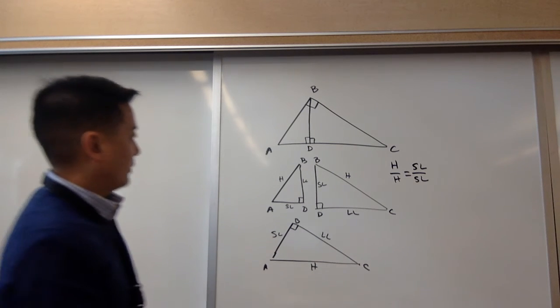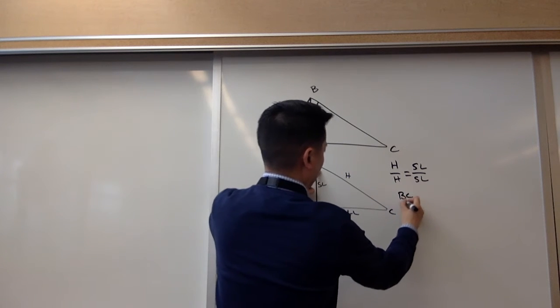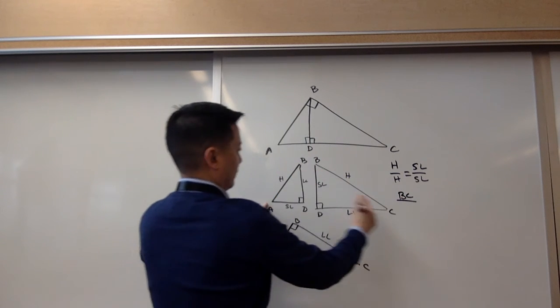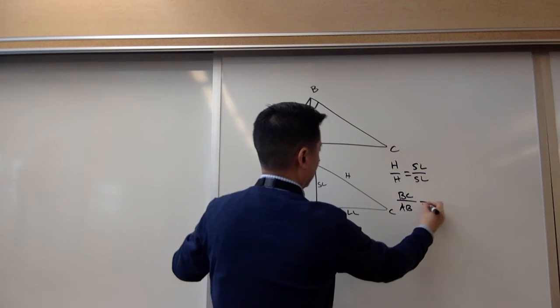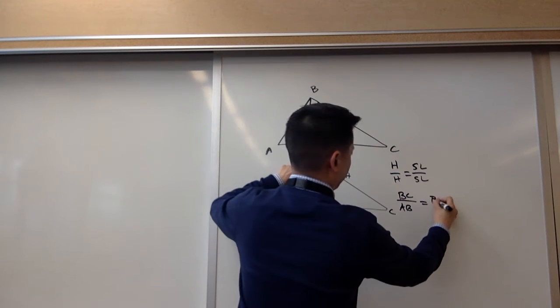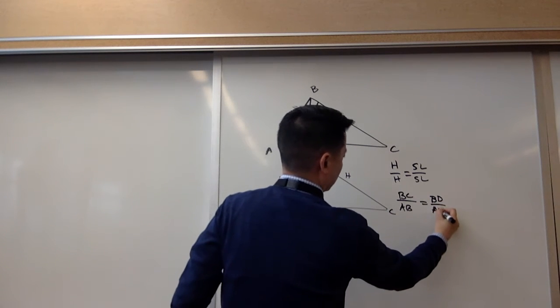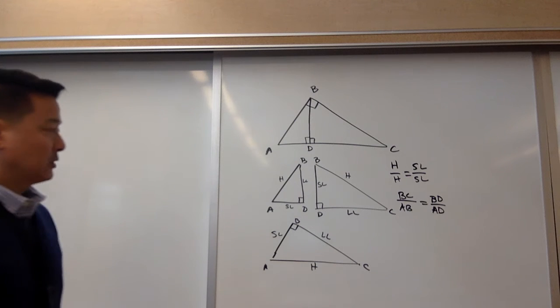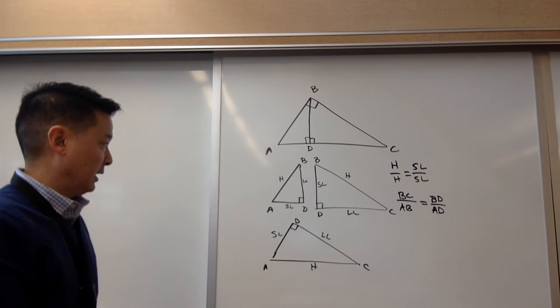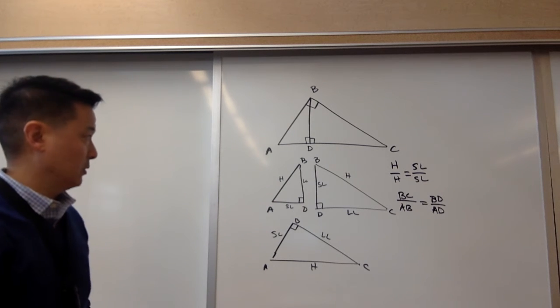And how else could we write that? Well, the hypotenuse of this is BC over the hypotenuse of this is AB is equal to the short leg, BD, over the short leg, AD. That's just one of the proportions that holds true. And there's many other proportions that you could set up.